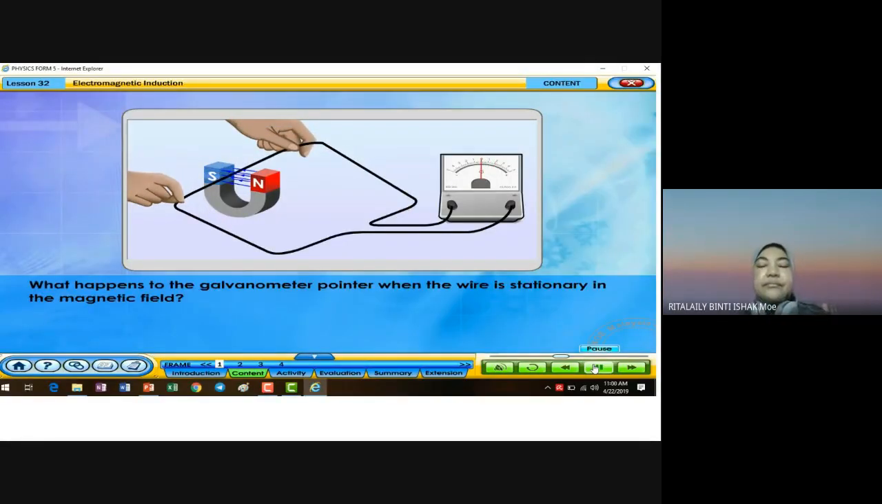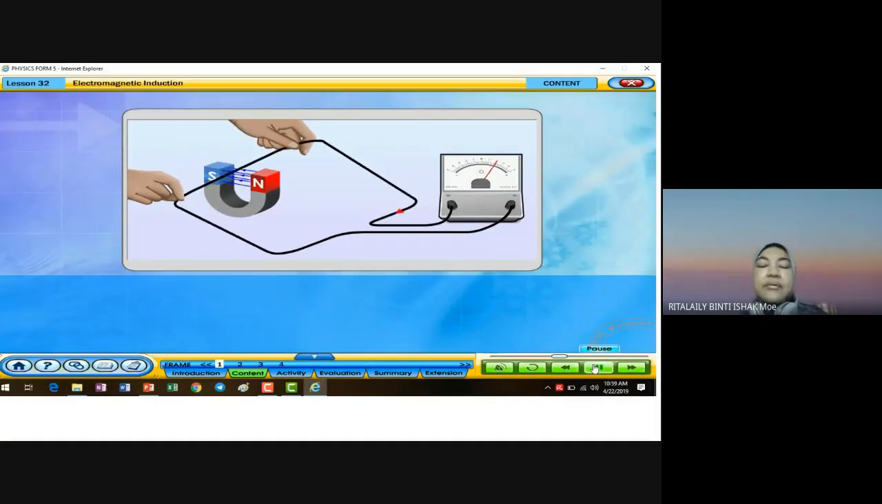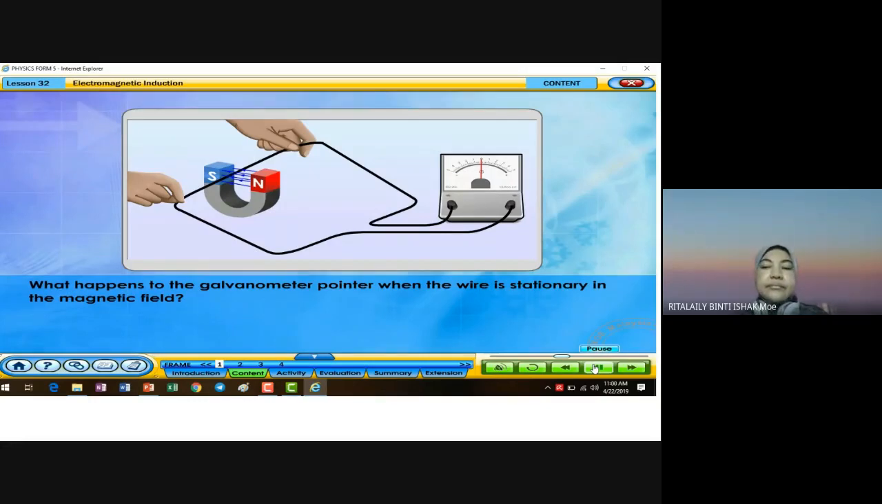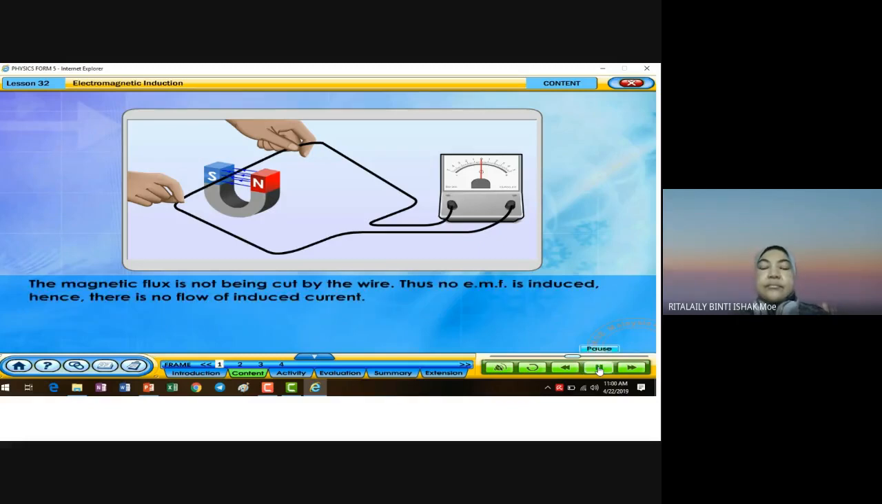What happens to the galvanometer pointer when the wire is stationary in the magnetic field? The galvanometer pointer does not show any deflection, indicating that there is no current flow. Why? The magnetic flux is not being cut by the wire. Thus, no EMF is induced. Hence, there is no flow of induced current.